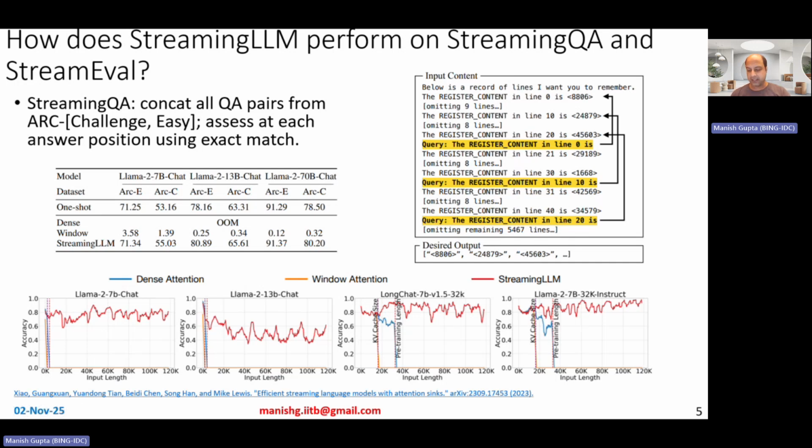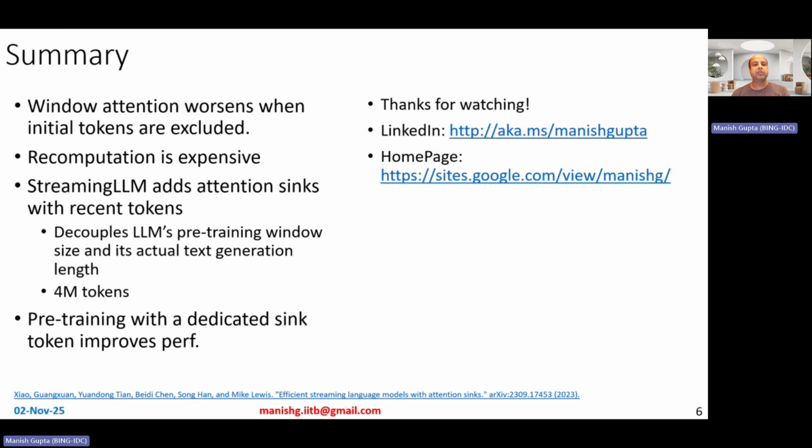So in short, in this video, we talked about attention sinks and the inefficiency, or worse performance, of window attention for long sequences. Window attention worsens when the initial tokens get excluded, when your sequence length increases beyond the KV cache length. Window attention with recomputation can retain that accuracy. However, recomputation is expensive. It takes a lot of time, especially when the window size is large, right?